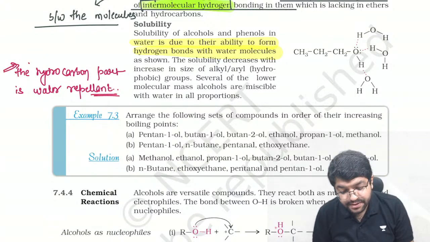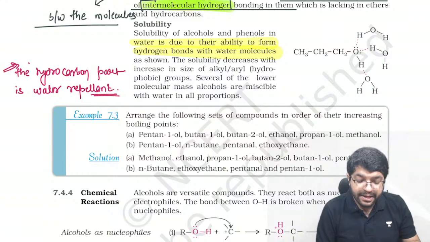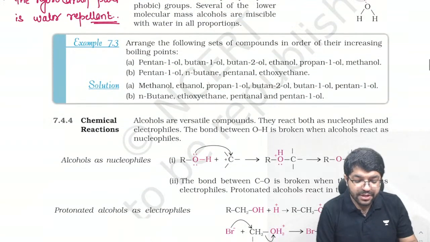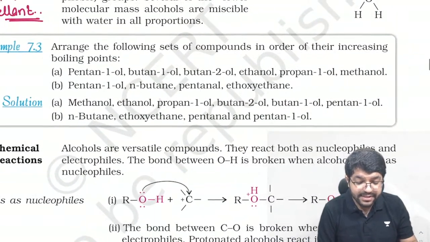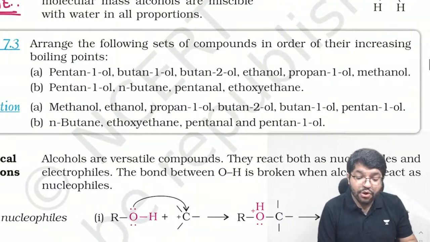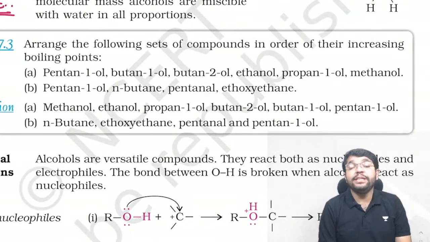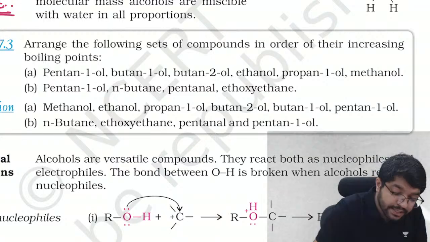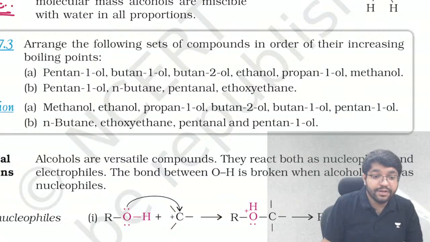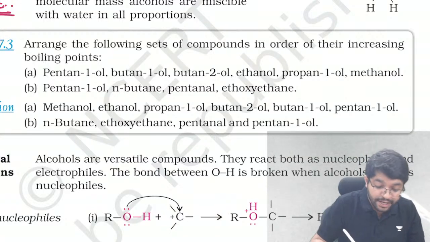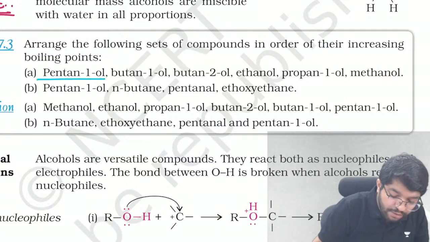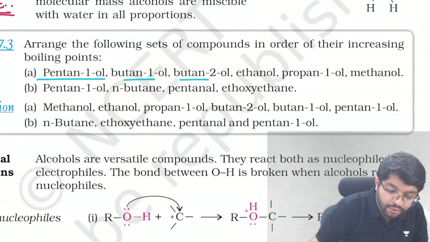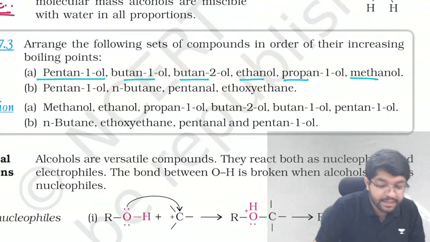Right, my dear friends? This is all done. Now you see here the first question, which is very, very simple. First question, all are alcohols. All means all. See, it says pentane. Oh, the light has gone again. I'm really sorry. Pentanol, butanol, propanol, ethanol, methanol.